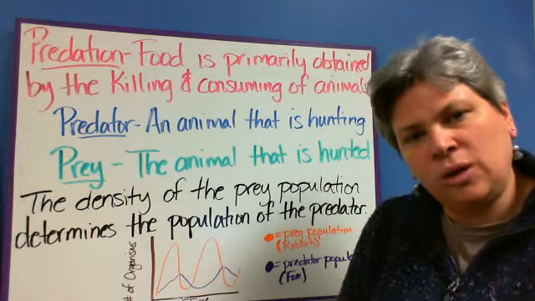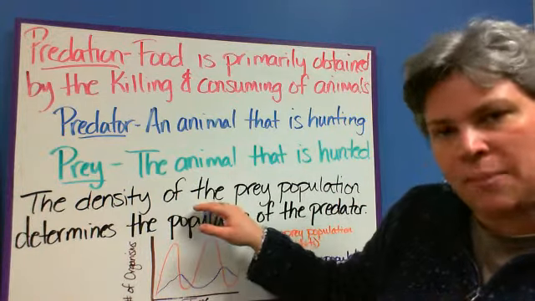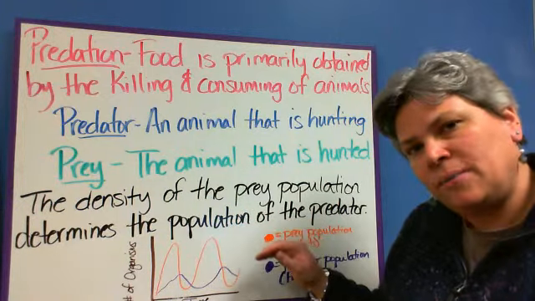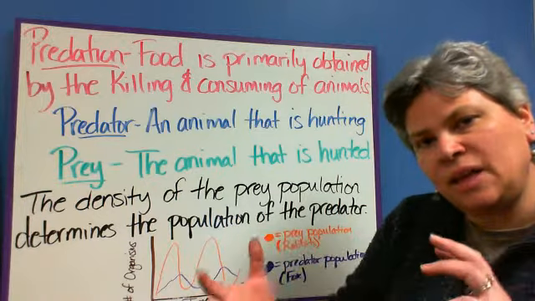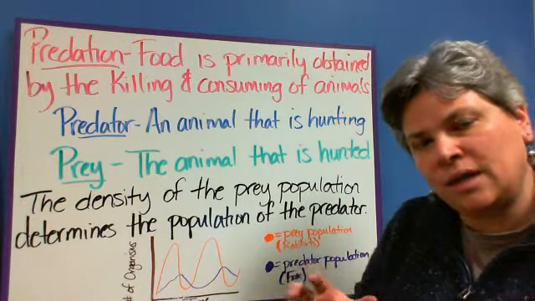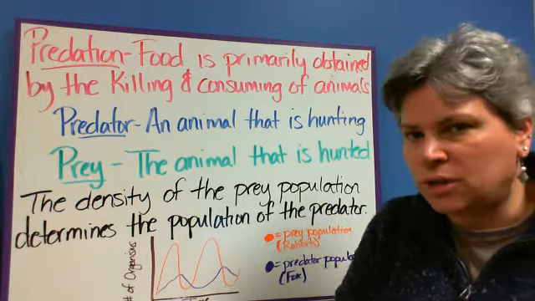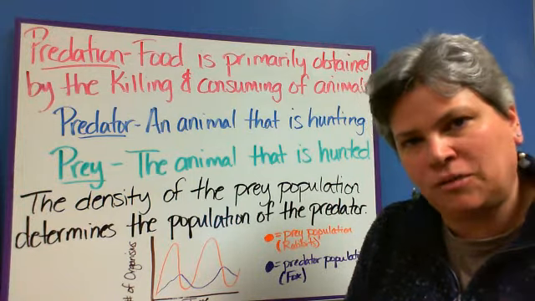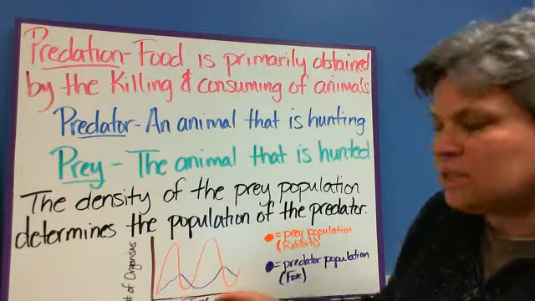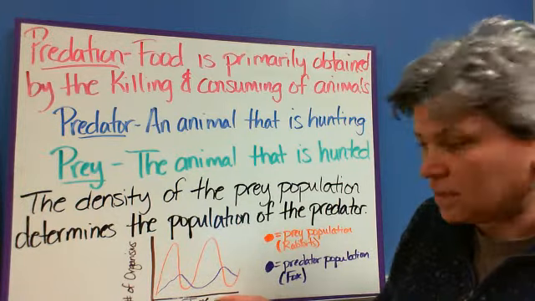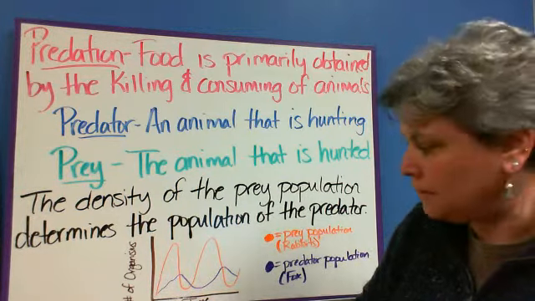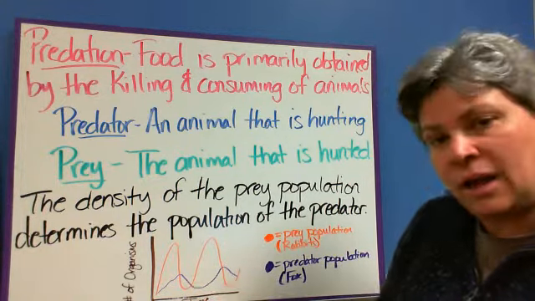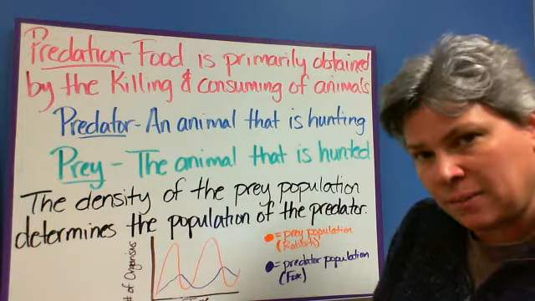But the fact that we don't usually look at is that the density of the prey population actually determines the population of the predator. So it's kind of got this nice relationship where it's working both ways, in that yes, the predator does help to control the prey population, but the prey population is actually determining the population of the predators. So if you look at this very simple graph that I have with time on the x-axis and the number of organisms on the y-axis, the orange line is the prey population, or my rabbit population, and the purple line is the predator population, or the fox population.